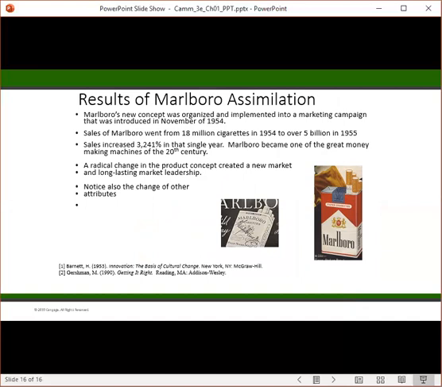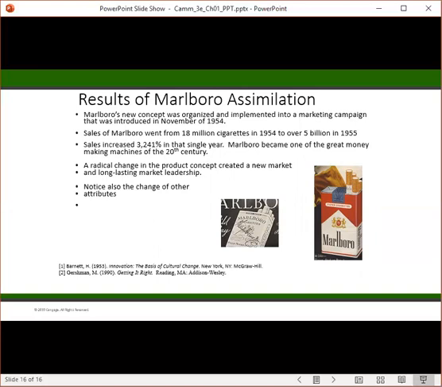In a single year after they introduced this marketing campaign, sales increased 3,241%, and the sales of Marlboro cigarettes went from 18 million cigarettes to over 5 billion in 1955. They also changed all aspects of the product, including the packaging. They made it more geometric, which appealed to men, and less cursive and stylish, like you see on the left here, that had appealed to women at that time.